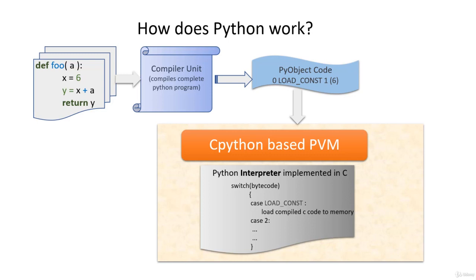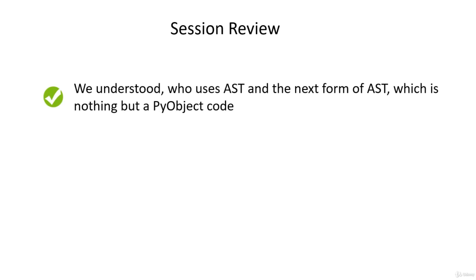Let us now wind up the session by taking a quick recap of what we discussed in this section. In this session, we picked up from where we stopped in our last lecture. We continued by understanding how this AST further gets used. It is fed into a new unit called the compiler to generate bytecode or PyObject code, and then this is further used by the interpreter to get executed on the underlying machine.